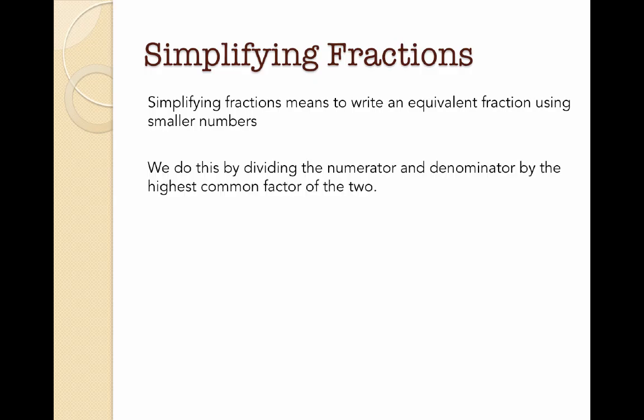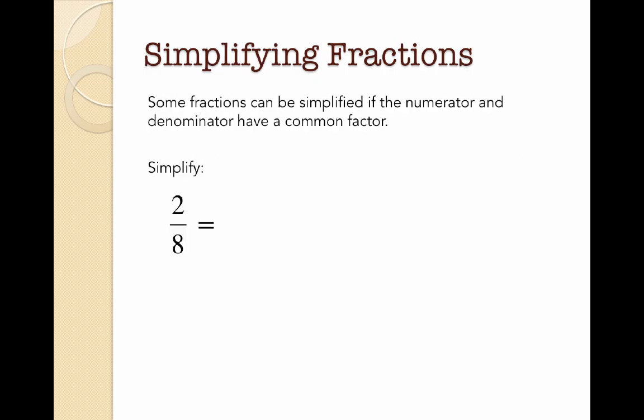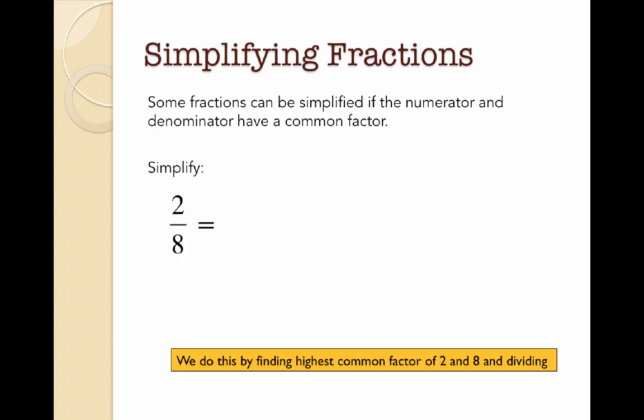We can do this by dividing our numerator and denominator by the highest common factor of the two. Let's take a look at an example to see what that means. Here I'm being asked to simplify 2/8. That means write an equivalent fraction to 2/8, but using smaller numbers than the 2 and the 8. To do this, I must find the highest common factor of 2 and 8 and then divide.